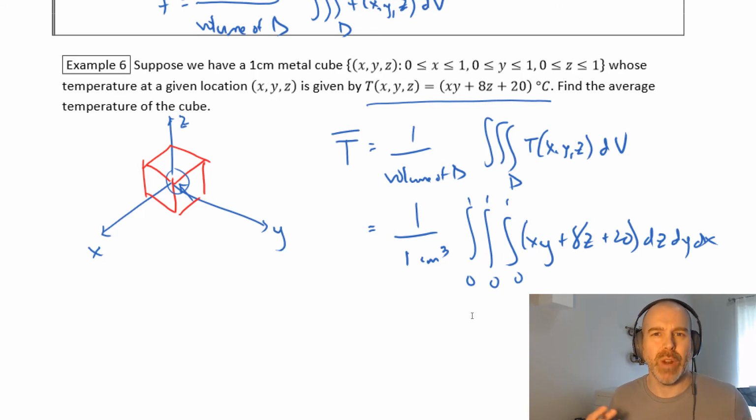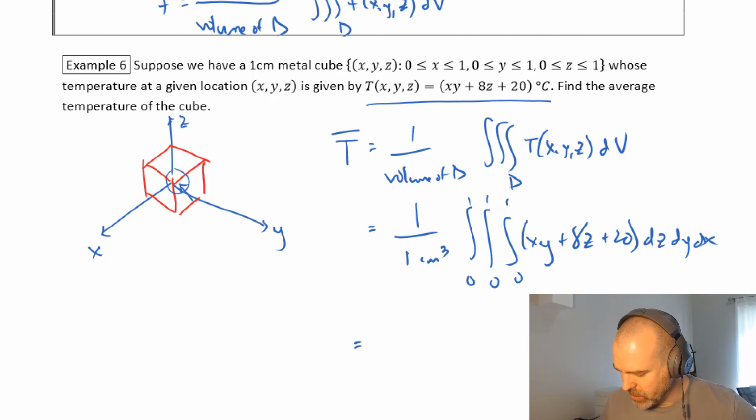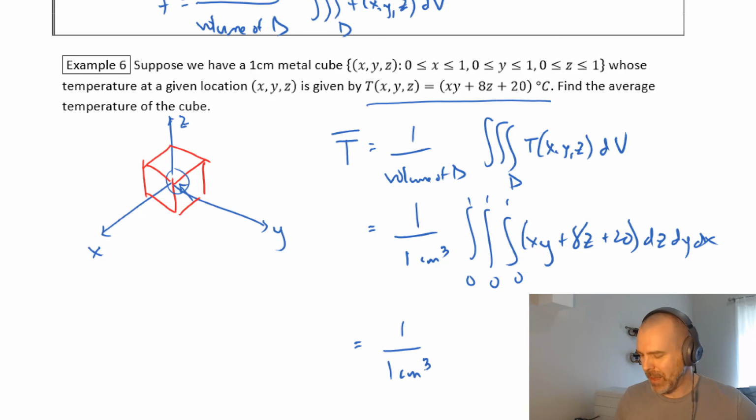So when you're finding the integral of a function over a cube, excellent. Any kind of rectangular prism would be nice. You just have constant bounds on all of x, y, and z. Okay, so I'm going to leave this 1 over 1 centimeter cubed because the units will make sense here.